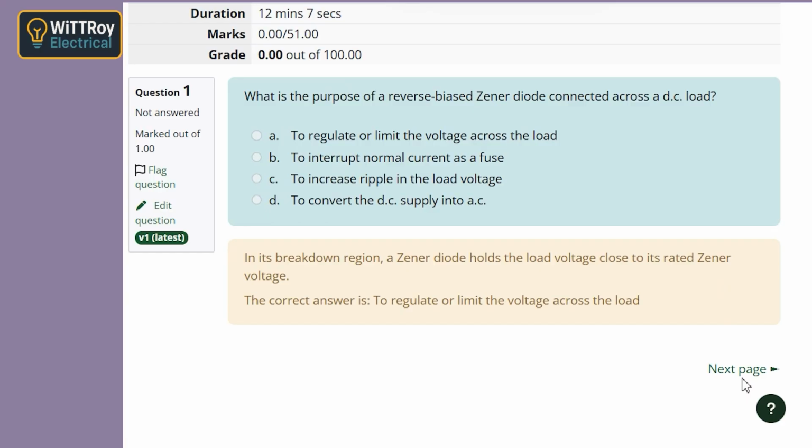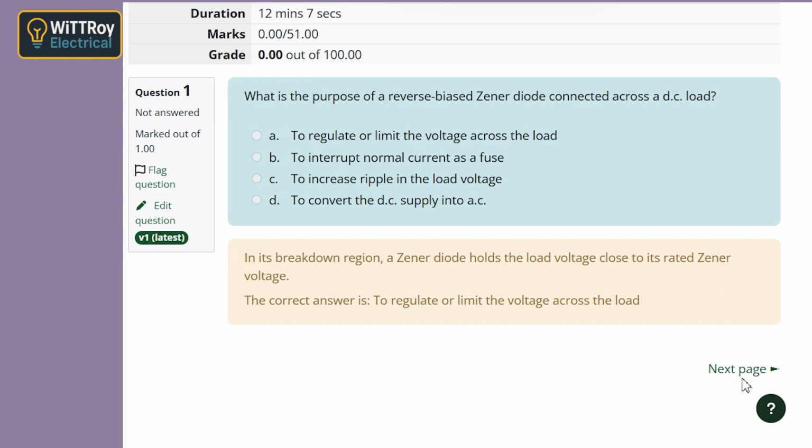So it does not open the circuit when the voltage rises? No, it begins to conduct in a controlled way. Now, step 1, it is reverse biased. Step 2, below its Zener voltage, it carries very little current. Step 3, near its rated breakdown voltage, it conducts and holds the load voltage close to that value. A series resistor or other current limiting arrangement is still required.